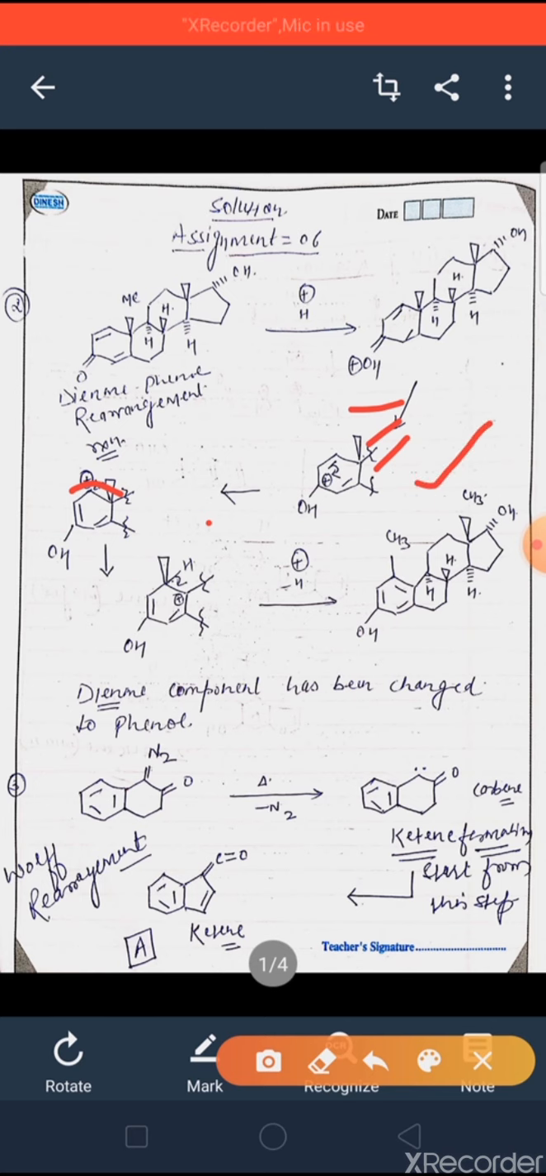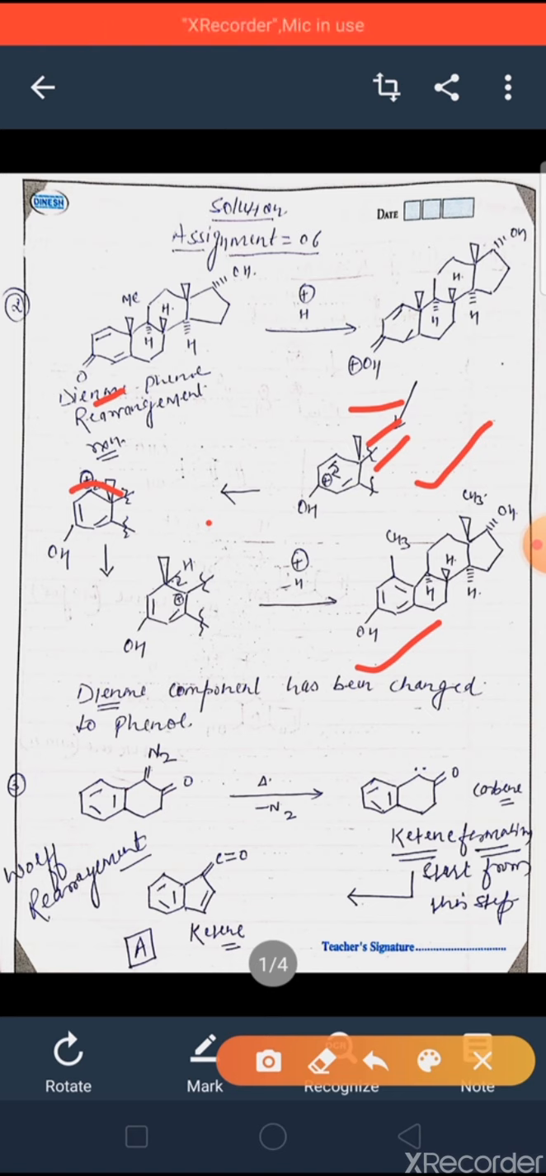So this is your question number 2, which is basically a dienone-phenol rearrangement reaction, in which this is the dienone component and it will get converted into the phenolic component. Now come to question number 3.